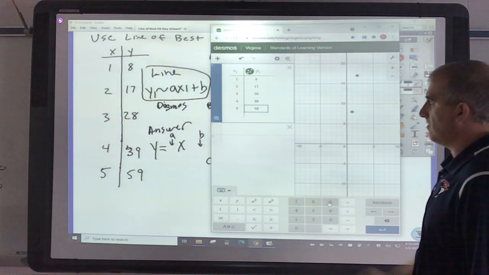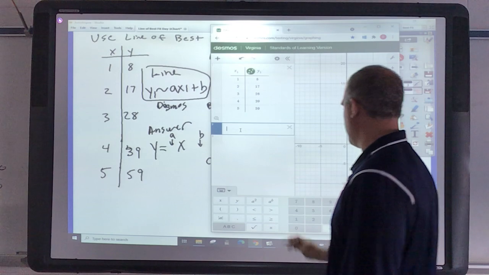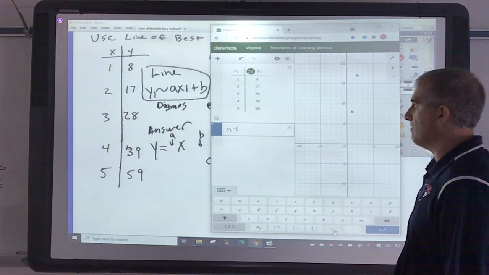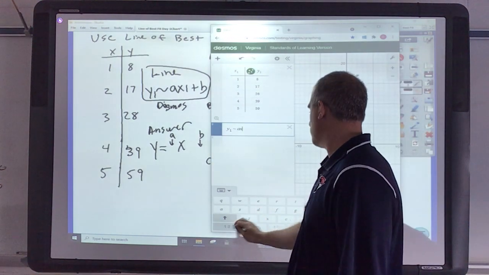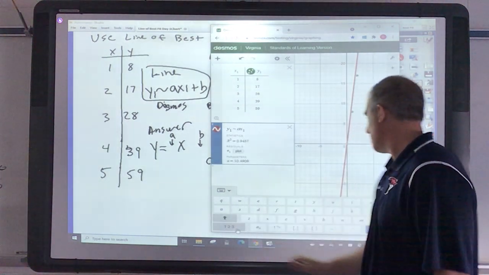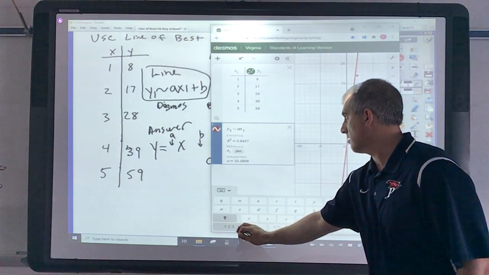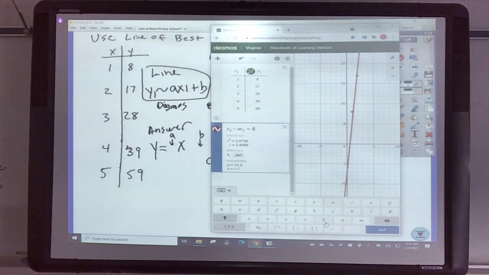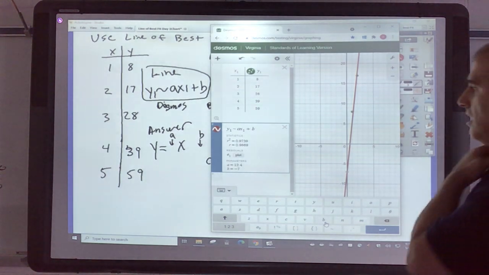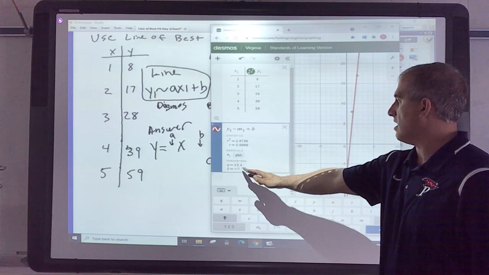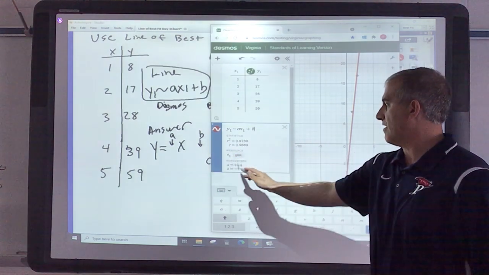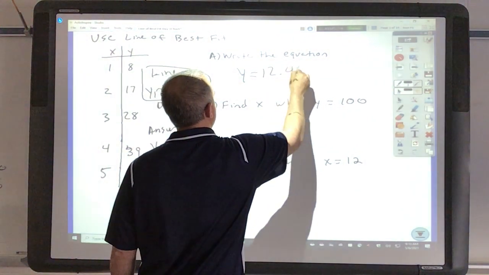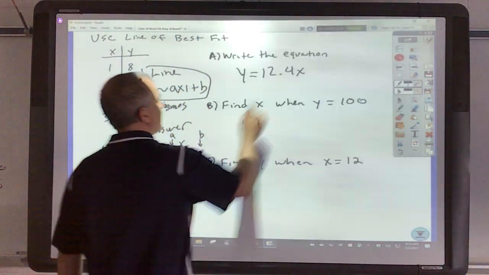All right, now I want to put this stuff in. I'm going to put y1. I hit the ABC deal, hit this little curve thing, then A, x1, plus B. Now my equation here is this: A is going to go in front of X and the B is going to go there. So I got y equals 12.4x minus 7.